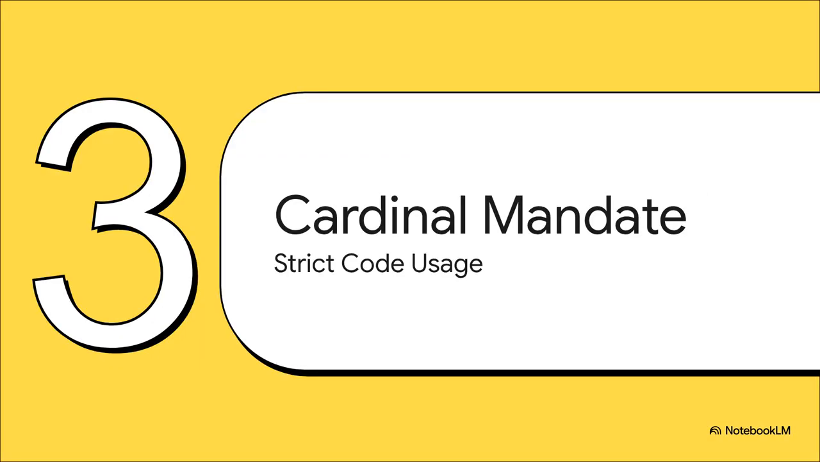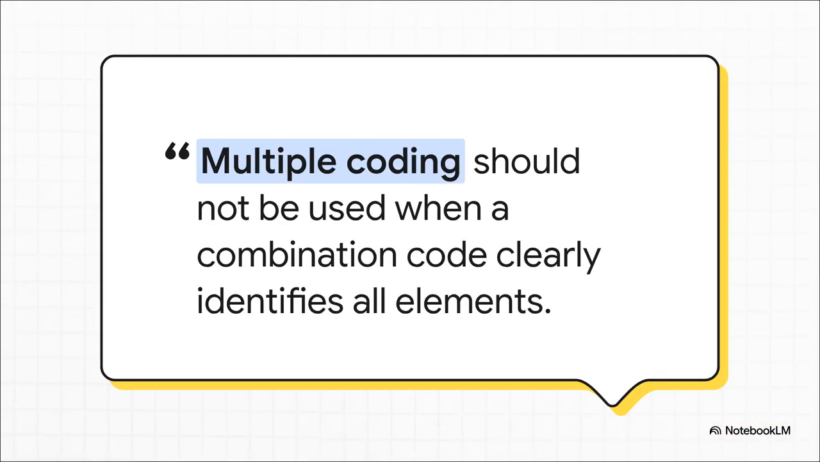And that brings us to Section 3, the cardinal mandate. Because these codes are so incredibly efficient, CMS strictly enforces how you must, and more importantly, must not use them. Here is the absolute golden rule directly from the guidelines. Multiple coding should not be used when the classification provides a combination code that clearly identifies all of the elements documented in the diagnosis. In plain English, if the book has a built-in combination code, using two separate codes to describe those elements is completely forbidden.